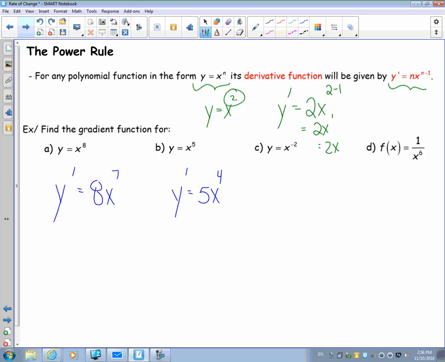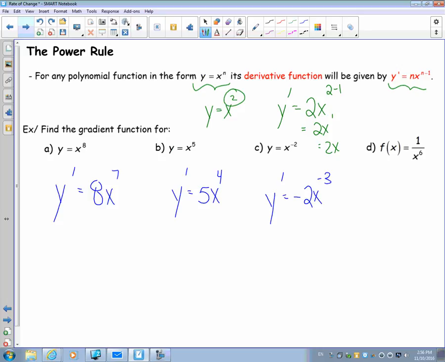You try C. y prime, my exponent comes down in front, a negative 2, times x. Don't forget to subtract 1. And if I take negative 2 and subtract 1, I get negative 3. Okay, the exponent's going further into the negatives. And then I got this weird one at the end here. Now, this makes our life really challenging when you have letters on the bottom of fractions. So we're going to do all we can to avoid this situation.